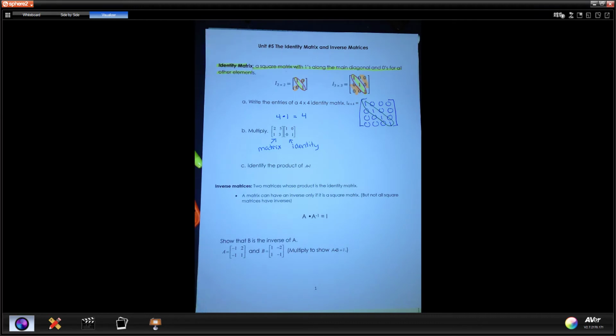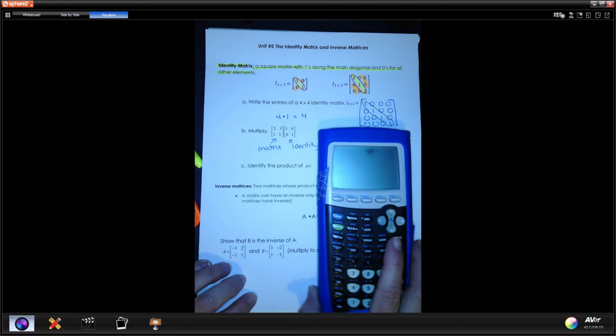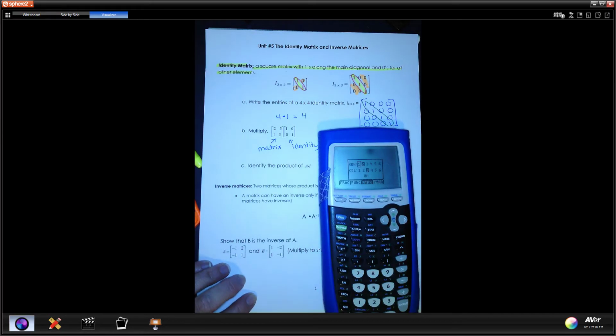We're going to go ahead and grab our handy dandy calculators and do alpha zoom. Remember, our size is rows by columns. This is a 2 by 2. So then that would be 2, 5, 1, 3. And we want to multiply that by the identity. So alpha zoom, also a 2 by 2. So that's 1, 0, 0, 1. Ultimately, the product of that should be our original matrix.